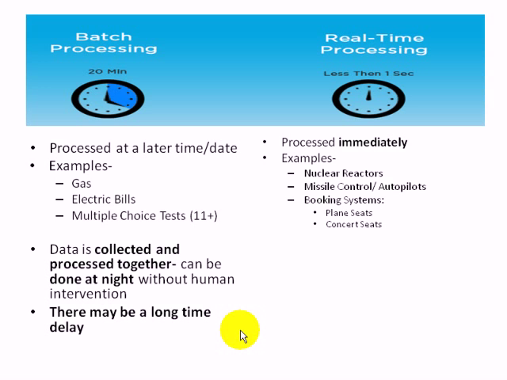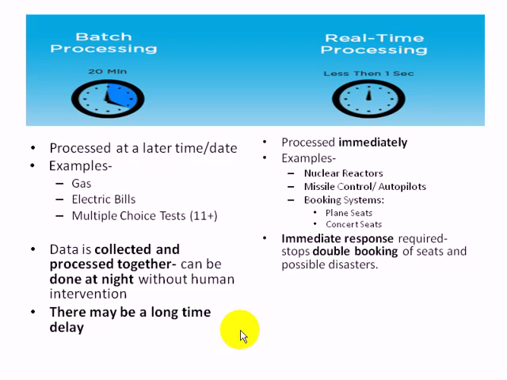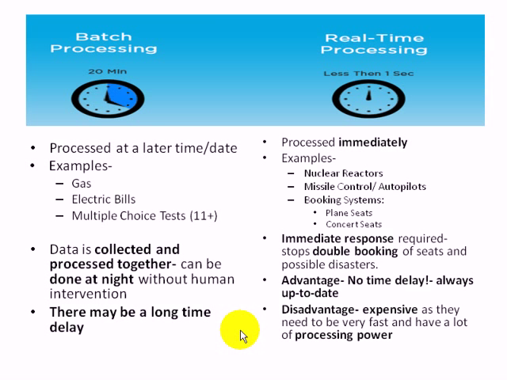With real time, it's processed immediately. This stops any double booking of seats and possible disasters. The advantage of it is this: there's no time delay. It's always up to date. The disadvantage of it would be, because it's very high processing, it can be very expensive because it needs to be extremely fast and it needs a lot of processing power.